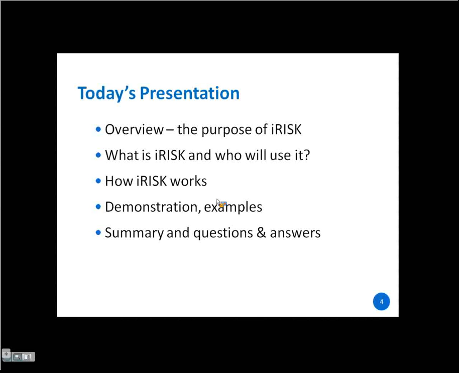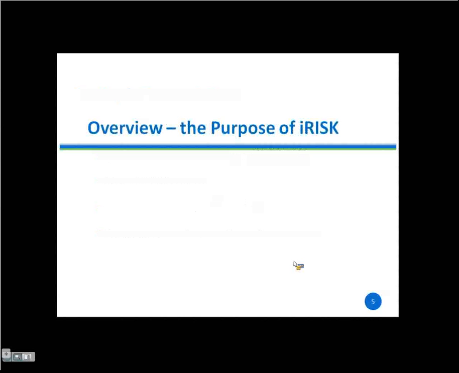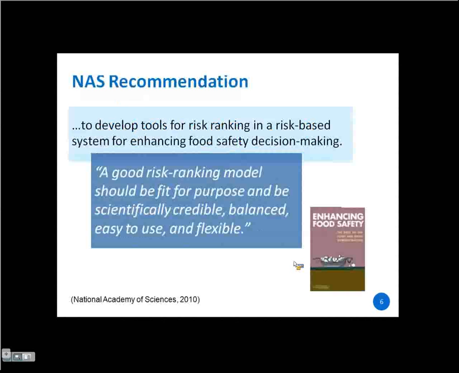Thank you, Susan. Before Dr. Chen presents on the specifics of iRISK, I have a few introductory slides. In its 2010 report, the National Academy of Sciences, or NAS for short, recommended that FDA develop tools for risk ranking in a risk-based system for enhancing food safety decision-making. And as you'll hear today, iRISK aspires to provide many of the attributes that the NAS identified for a good risk ranking model, that it should be fit for purpose, be scientifically credible, balanced, easy to use, and flexible.